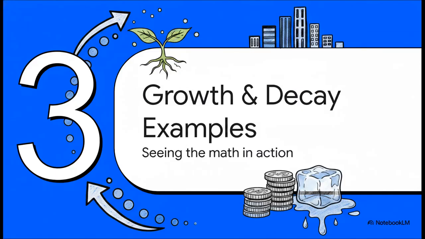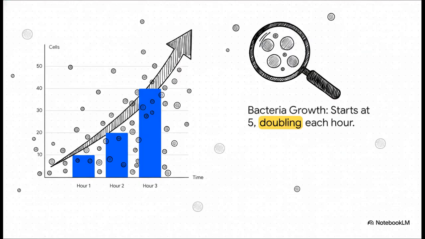Section 3. Growth and decay examples, seeing the math in action. It's time to take this out of abstract algebra and apply it to the real world. Let's model some bacteria growth. Say a scientist starts with just 5 bacteria cells, so our starting A value is 5. Now, this particular strain of bacteria doubles every hour. That makes our B value 2.